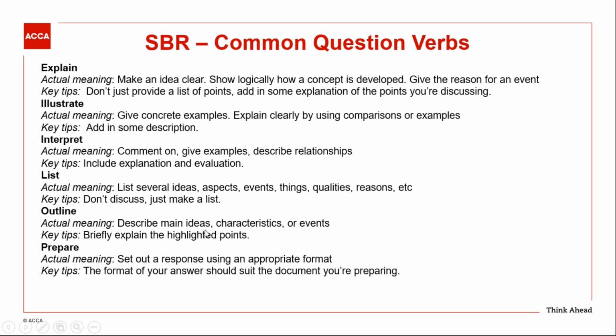When it means outline, it asks you to create a main idea, the characteristics or the elements. But outline also means you have to briefly explain. But in listing specific points, if it's asking you to list the requirements of the standard, you're not supposed to explain it, you're just supposed to create a list. But if the examiner asks you to outline the requirements, then you have to briefly explain what these specifically mean.